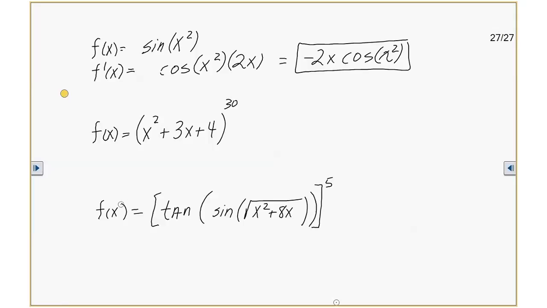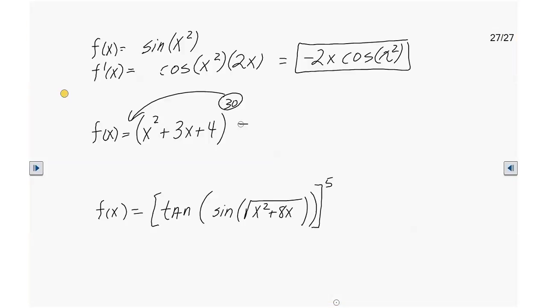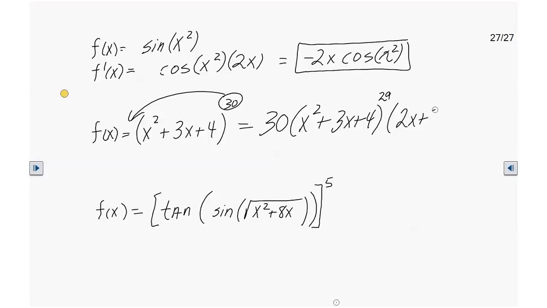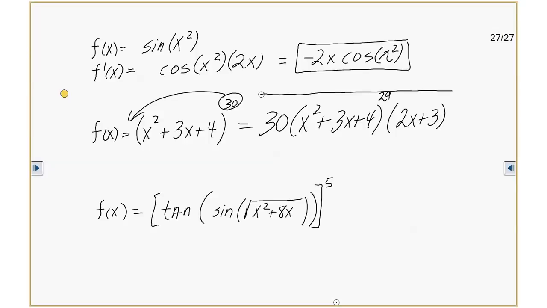Oh, this one's difficult. This one is the one I put on a test. Because why? Because of the 30. You look at that 30 and you quit. Some of y'all probably were thinking that. 30 times x squared plus 3x plus 4. That's an easy one. 29. And then what's the derivative of what's inside? And you're done. How easy is the chain rule now? It's pretty easy now that you've done all the logarithms.